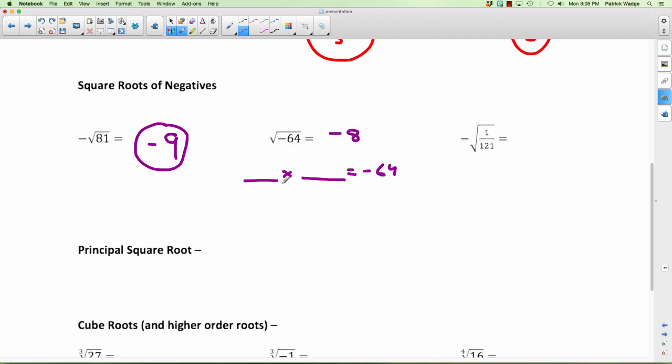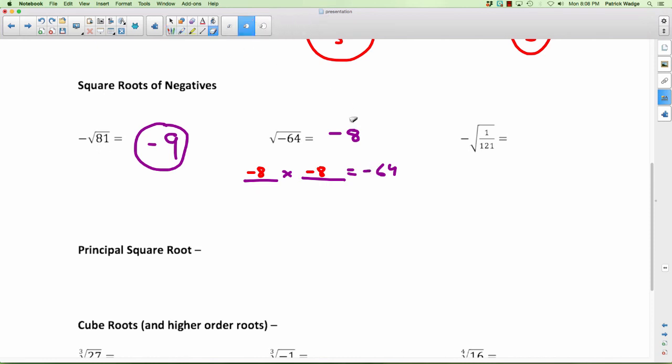What do you think? Is this right? Well, if you're not sure, let's try it. Let's put negative 8 in here, and let's see if it works. Does negative 8 times negative 8 equal negative 64? No, it doesn't. How come? Because a negative times a negative equals a positive. So that did not work.